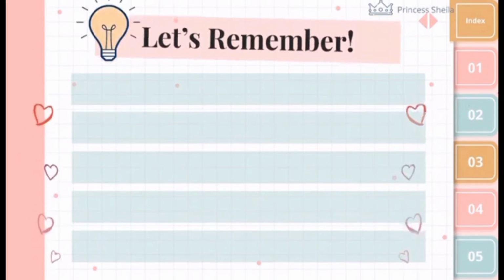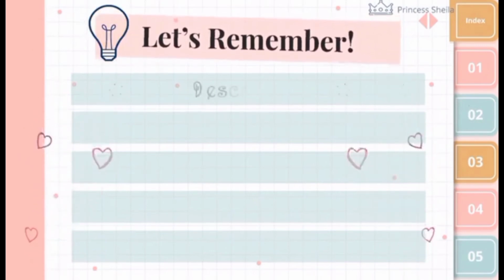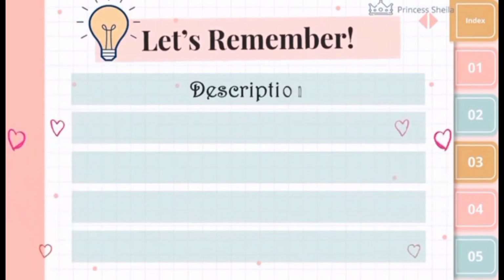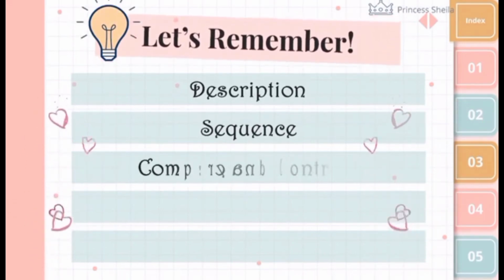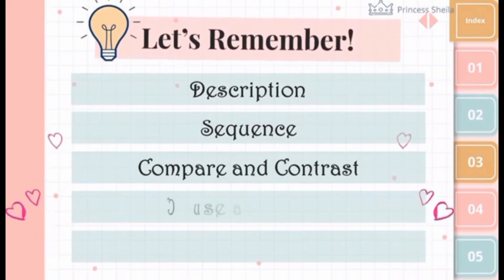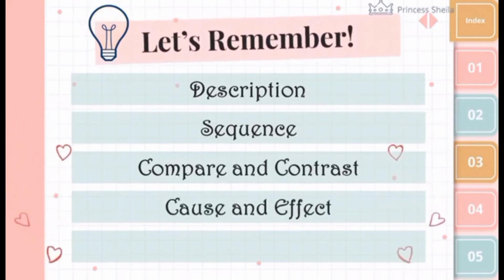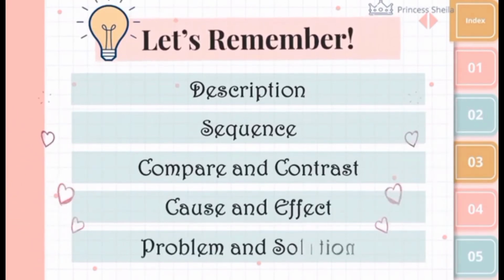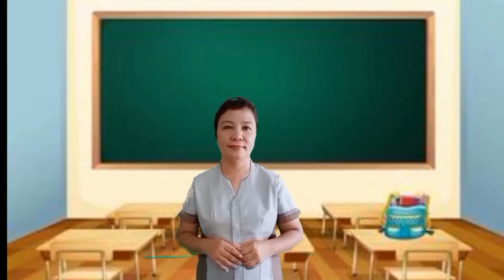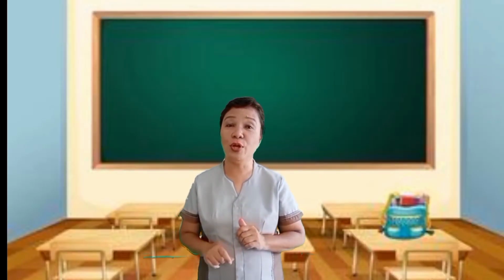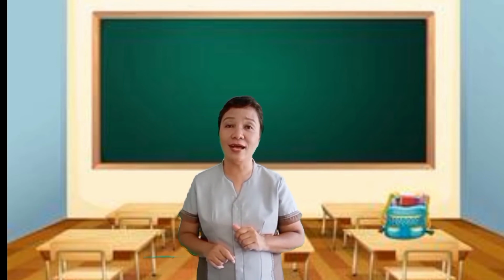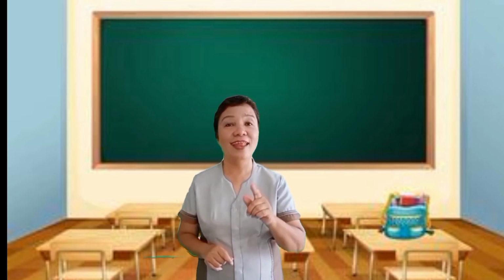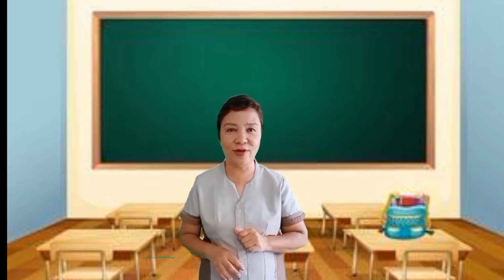Let's remember. There are different structures of informational text. These are description, sequence, compare and contrast, cause and effect. Lastly, problem and solution. Now that you have learned about informational text, challenge yourself with the activities prepared. Let's play, let's identify.